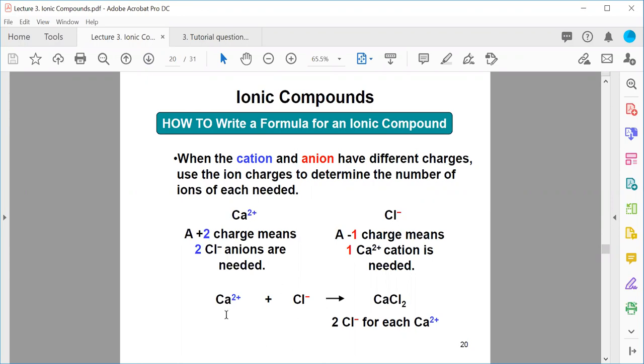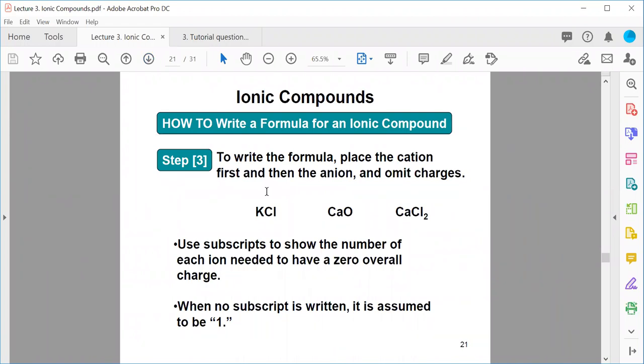How do we write that? So we started with a 2+ calcium and a negatively charged chloride anion, but the actual compound itself requires 1 calcium but 2 chloride anions to form calcium chloride.